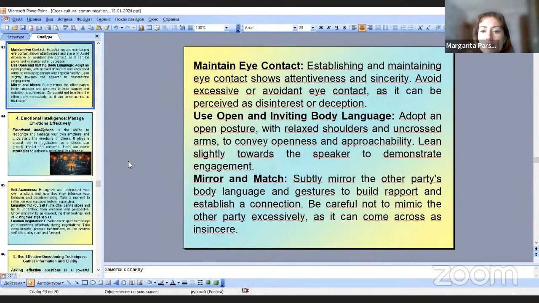Of course, it's not good to mimic or make faces that would show your insincerity. You can mirror the body language of the other person in this communication process, but keep in mind that you must be natural.